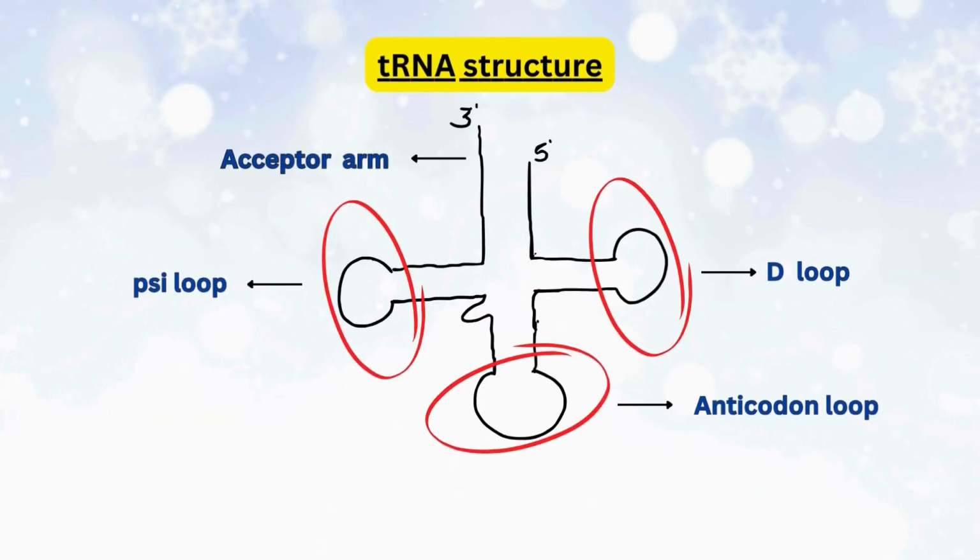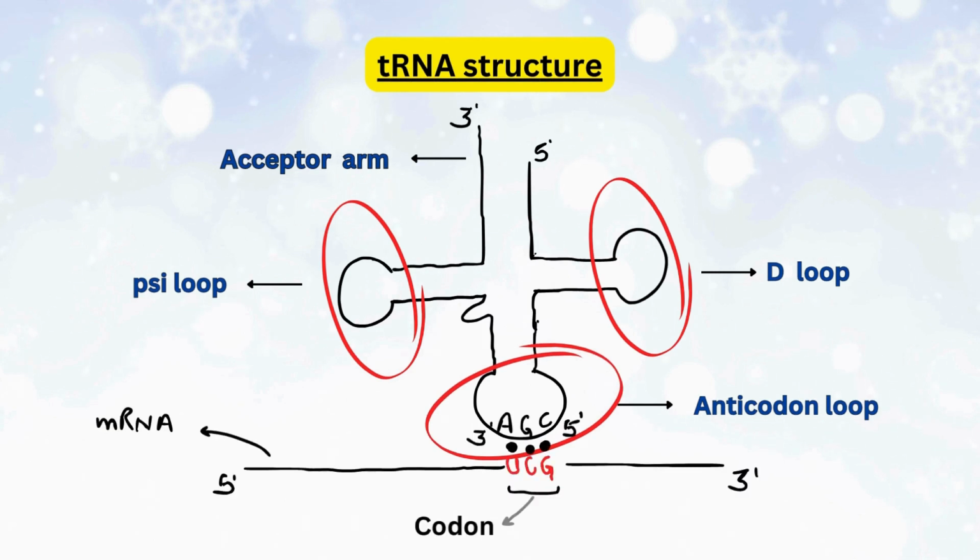Now let's come to the structure of tRNA. tRNA has 4 parts: the acceptor arm, T loop, D loop and anticodon loop. The important thing to remember here is that the sequence of the anticodon loop is complementary to the codon of the mRNA. Let's say the codon here is UCG, and UCG codes for the amino acid serine. So the tRNA containing serine will come and bind to the codon UCG. That means there is a specific tRNA for each specific amino acid.